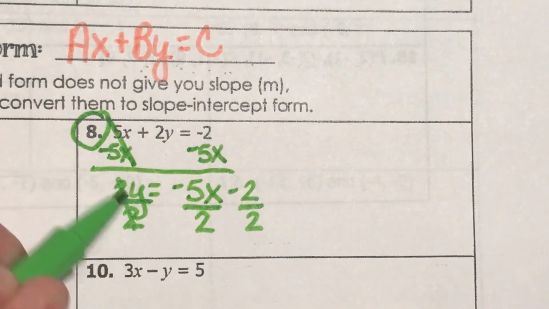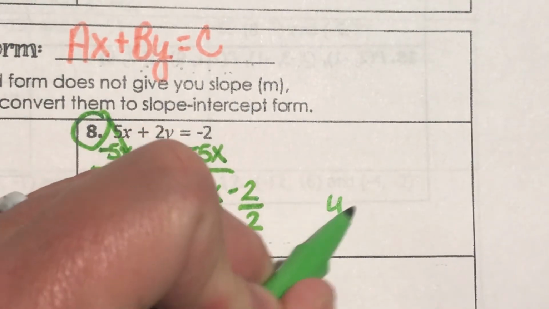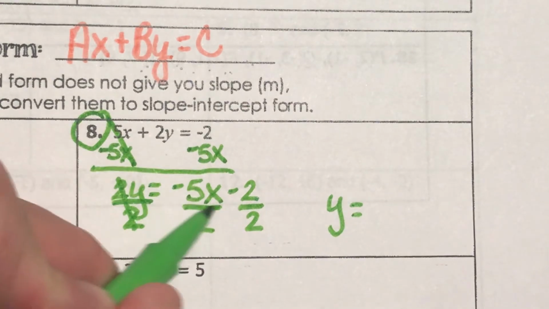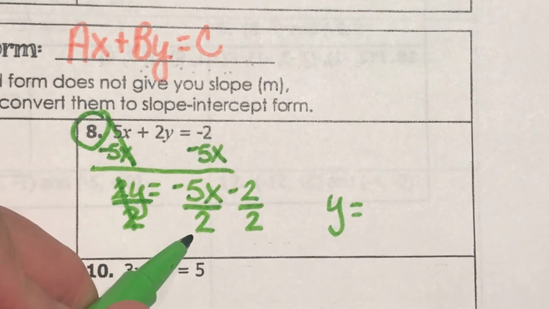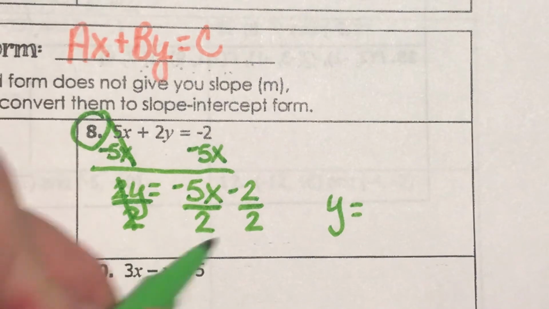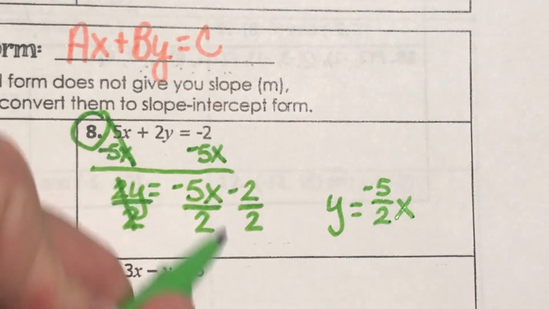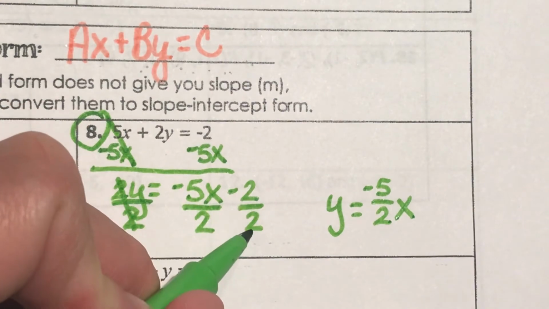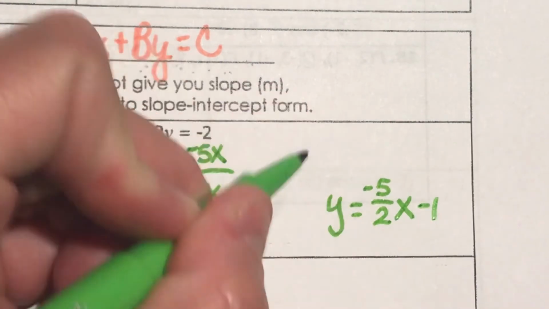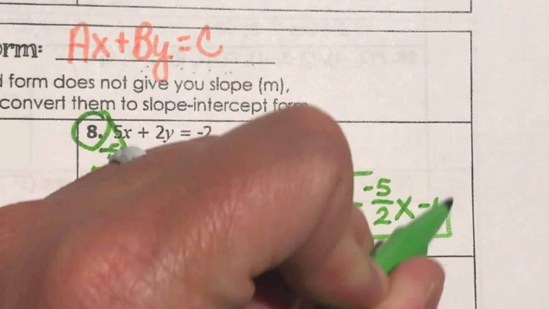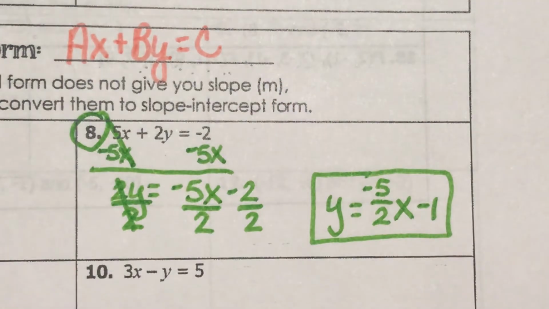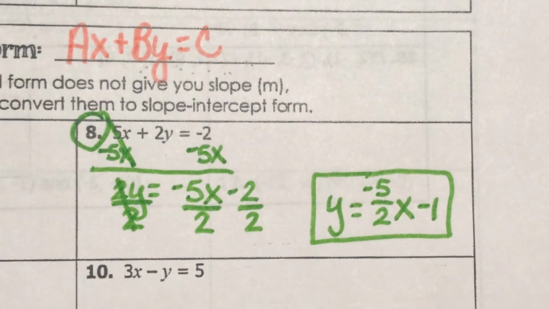So it cancels on this side, and you're left with y equals negative 5 divided by 2, which gives you negative 2.5. No decimals, so we're going to leave it as negative 5 over 2 x. Negative 2 divided by 2 reduces to negative 1. That's it. Today you won't have to say the slope is negative 5 halves and the y-intercept is negative 1. You won't have to do that today.